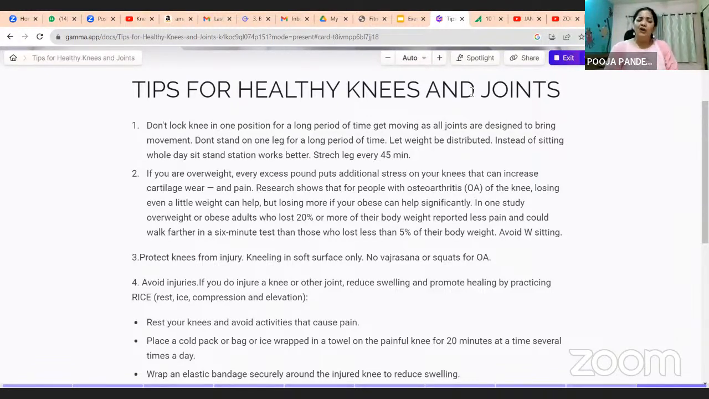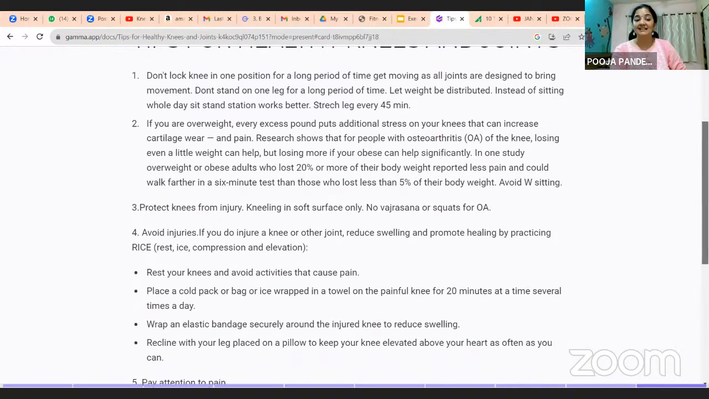Okay. Avoid injuries. If you do injure a knee or other joint, you have to do the RICE principle. What is the RICE principle? Rest, ice, compression, elevation. Anytime you have swelling and pain, please follow this principle of RICE. Rest, ice, which is a cold pack, compression, you can put a crepe bandage, elevation. You elevate it so that the swelling reduces. Okay. How do you elevate? You can keep a pillow or something, a table or something, and keep the foot elevated. Okay. Especially in case of ankle and knee injuries.